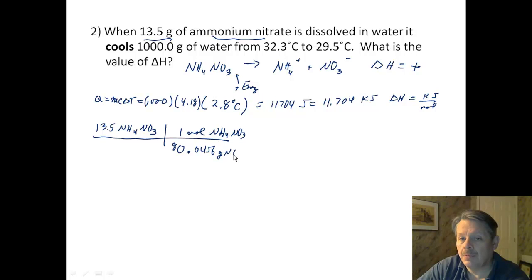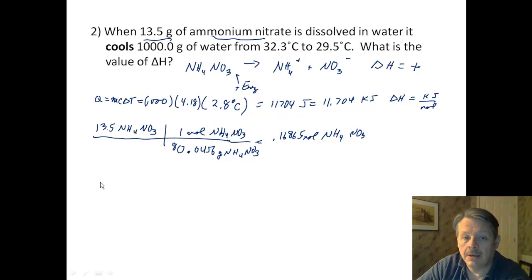Am I done? No, oh yeah, well, for that part I am. Right? And that will give me 0.16865 moles of ammonium nitrate. Okay, well, that's okay. We're good with that. So now we can do delta H is equal to kilojoules per mole. And our kilojoules are equal to, let's see, 11.704 kilojoules.